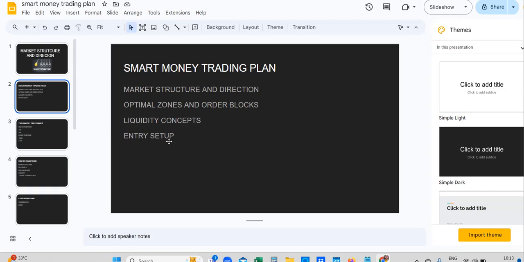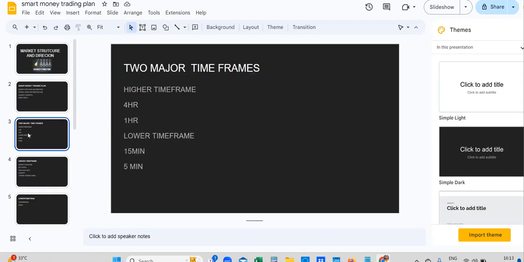First, market structure and direction, and you should have the optimal zones where the market can react and reverse back. Those are order blocks. And liquidity. Why liquidity concepts? I'll come to that. And entry setup. Next, in the smart money trading plan, there are two major time frames, higher time frame and lower time frame. Higher time frame is 4 hour and 1 hour, and lower time frame will be 15 minutes and 5 minutes for the entry setup.